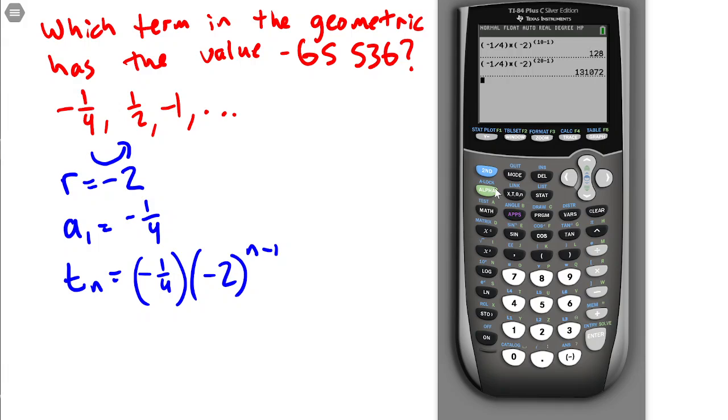So let's try, actually this is quite lucky. I think we might just be one off. I think this looks like it's exactly double what we want. And sure enough, there it is. So there you have it. It is the 19th term by guess and check.